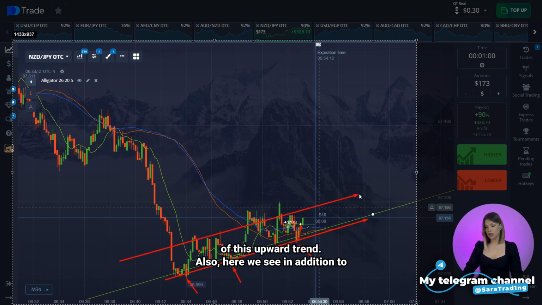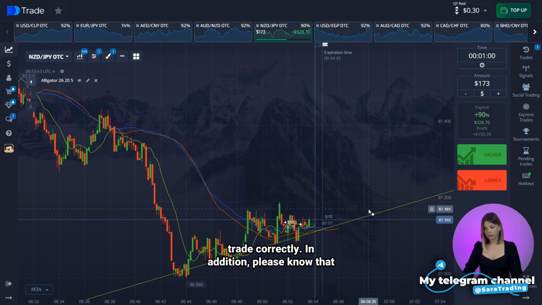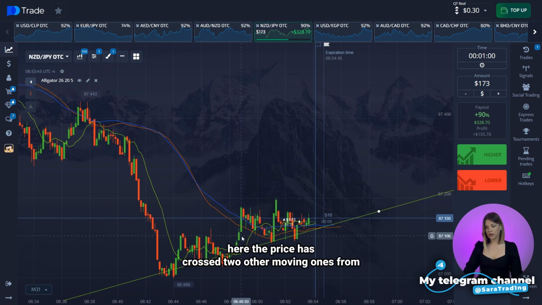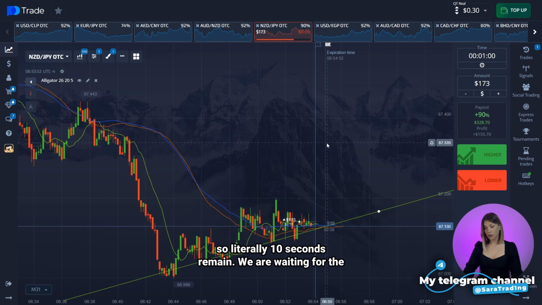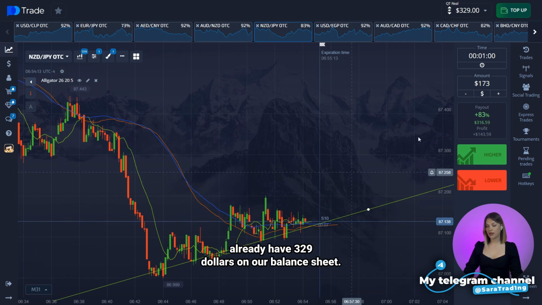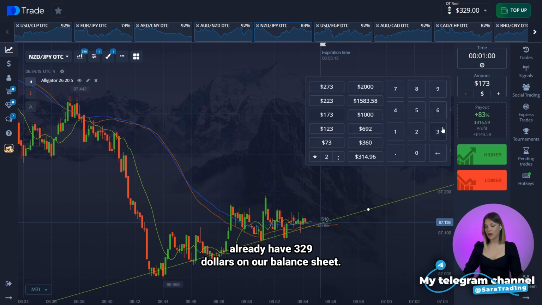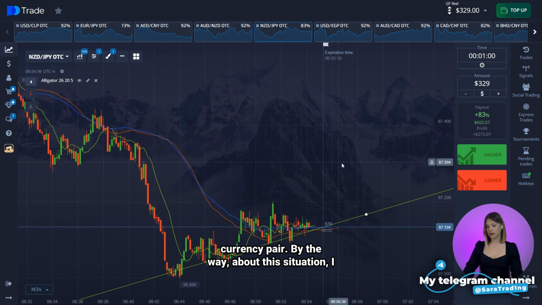Also, here we see, in addition to updating local maxima, we see updating local minima. This means that the trend is upward and we open the trade correctly. In addition, please note that here the price has crossed the two other moving averages from bottom to top. This also means a buy signal, so literally 10 seconds remain. We are waiting for the result. So our next deal has come to an end. We already have $329 on our balance. Next, we set this amount and again move to the next currency pair.